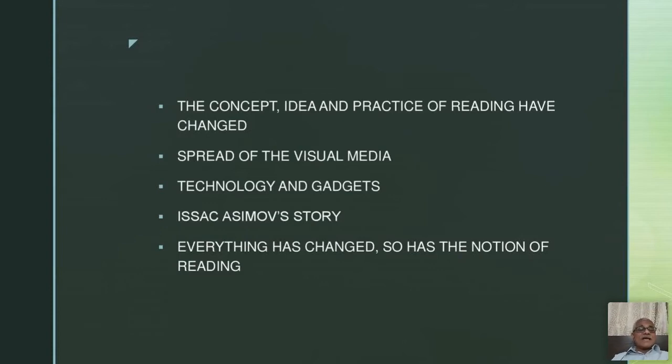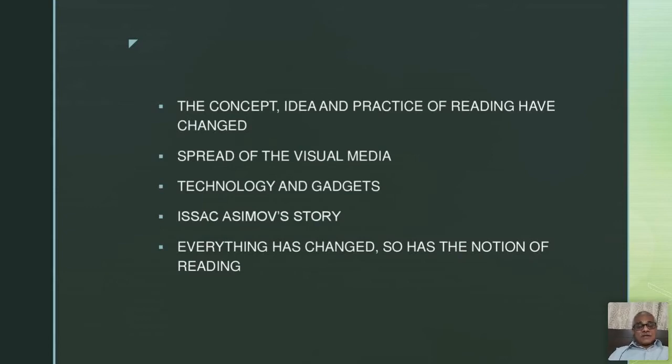Now today, look at the scenario, how it has changed. The spread of technology, the availability of gadgets, amazing gadgets, and the spread of the visual media. It's the visual media that is ruling the roost now. So all these have redefined the concept of reading. It's not the same anymore.